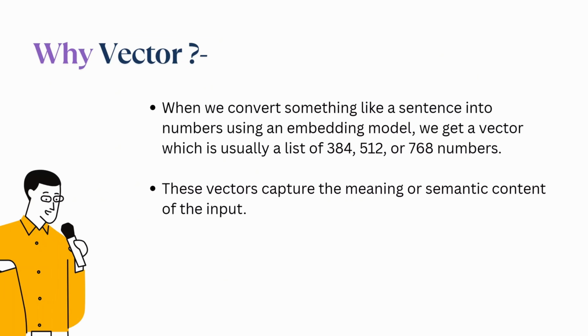But why do we need a vector database in the first place? When we convert something like a sentence into numbers using an embedding model, we don't just get a few values. We get a high dimensional vector, often with 384, 512, or even 768 numbers. These vectors aren't just random, they capture the meaning and semantic content of the input. So now the challenge is, how do we store these large vectors efficiently? And more importantly, how do we search and compare them quickly to find similar meaning content? That's exactly where vector databases come in.